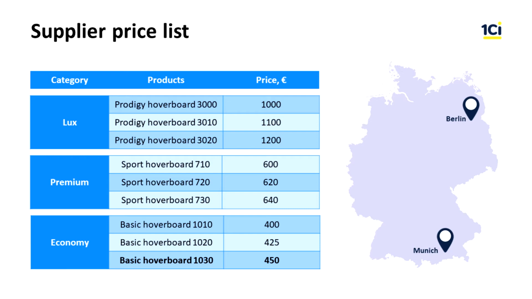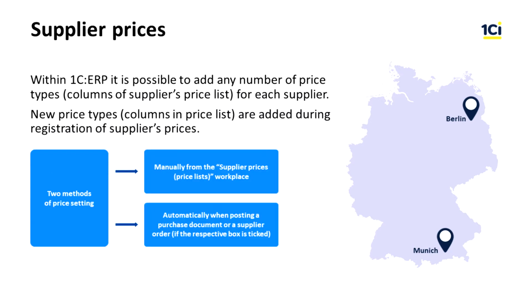The supplier delivers purchased heavy boats to our warehouse the next day after placing an order. In one ERP, we can add multiple price types for a single supplier as additional columns in the supplier price list. We can do this during the registration of supplier prices.